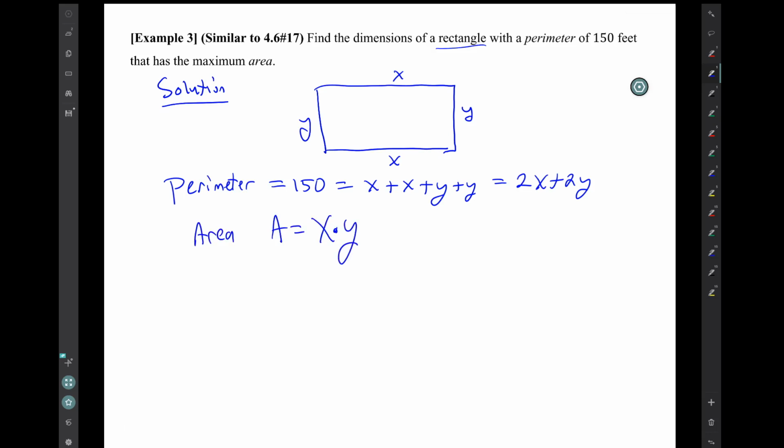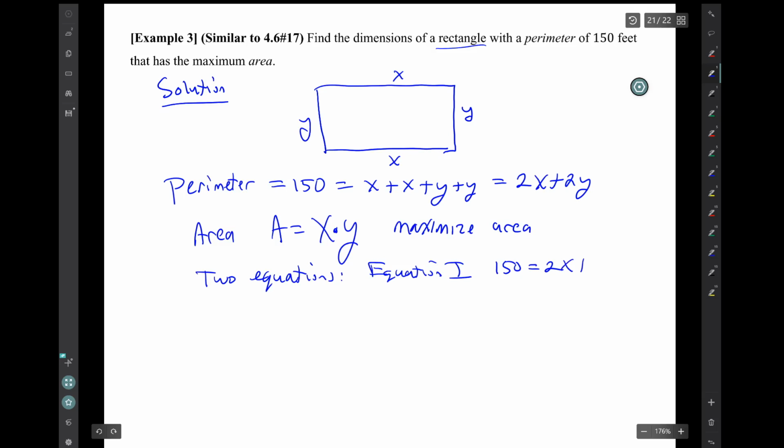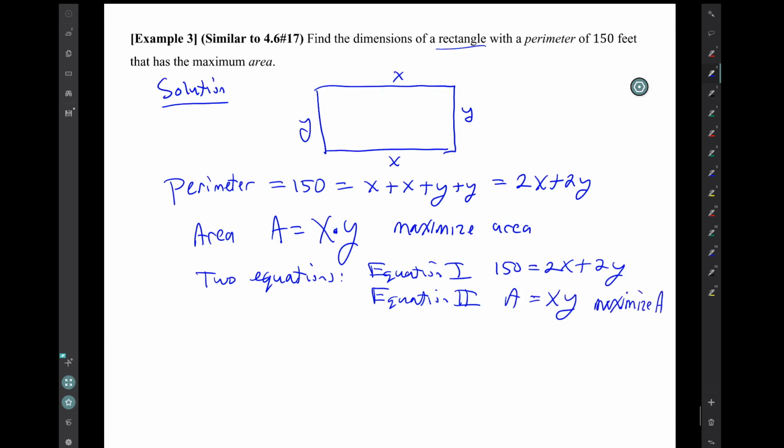So what we want to do is maximize area. So we have two equations. Equation 1 is this one. And equation 2 is this one. And we're supposed to maximize A. You see, this is very similar to the example that we did in example 1. So I want to solve this problem in the same kind of format that I solved examples 1 and 2. So what we've done here amounts to steps 1 and 2. So step 3 is solve equation 1 for y in terms of x.